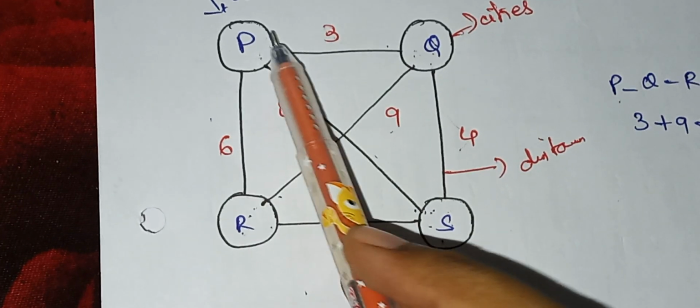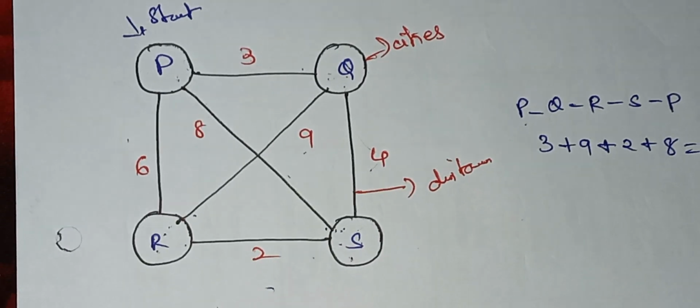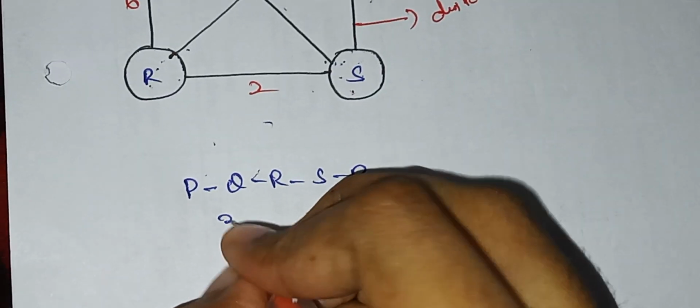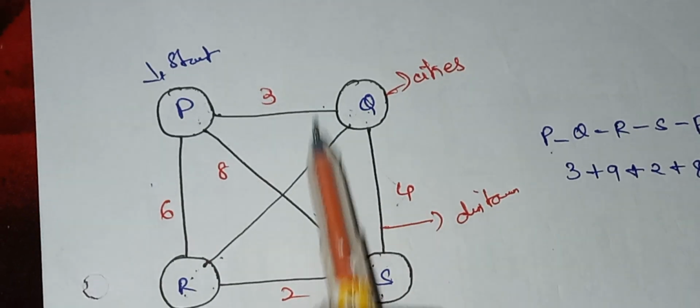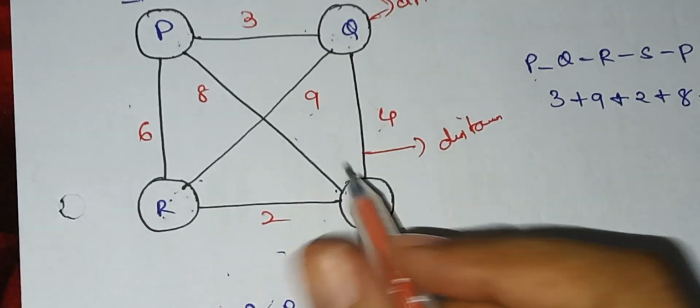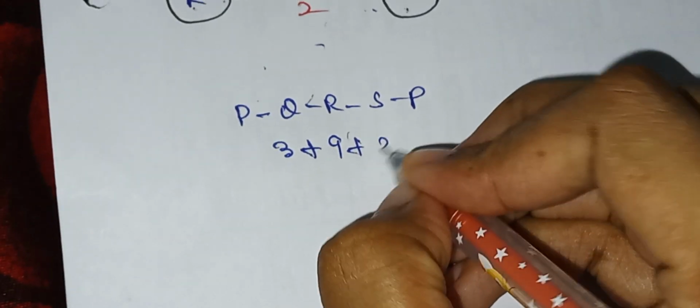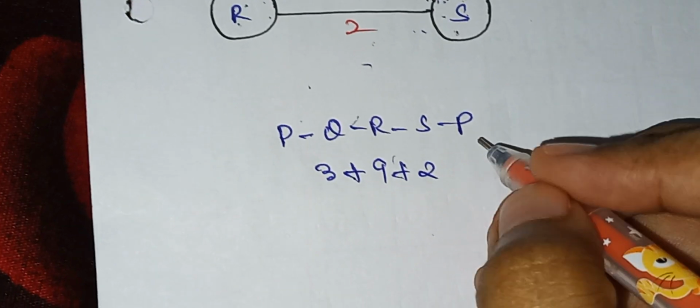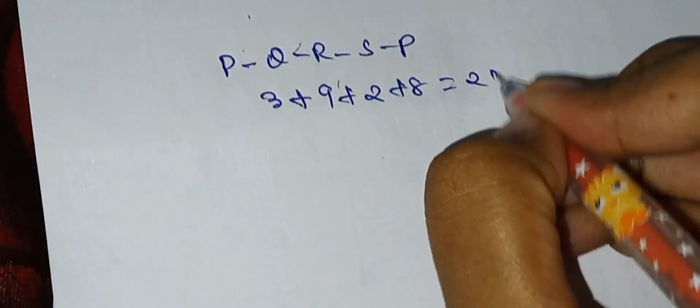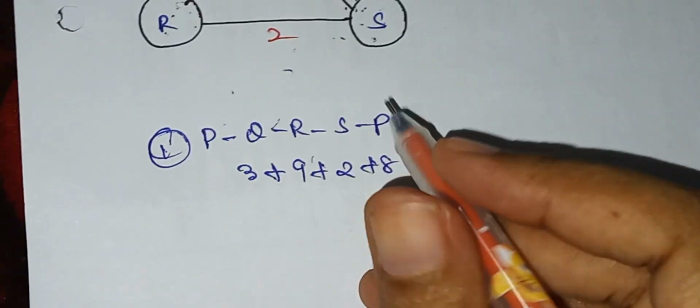P to Q is 3, plus Q to R is 9, plus R to S is 2, plus S to P is again 8, which is equal to 22 total cost. So this is the first possible permutation.